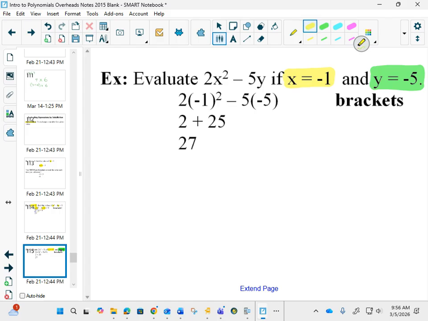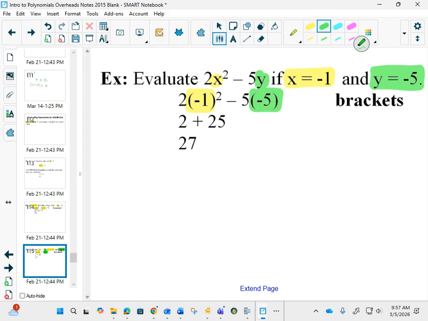In my original equations, do I have any x's? I have an x here. So when I rewrite that, I put brackets and I put a -1 because x was -1. And in my original equation, I had a y here, highlighted in green, so I replaced that with brackets as a -5.